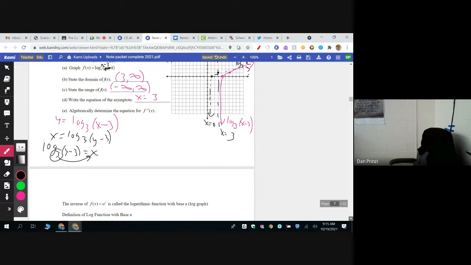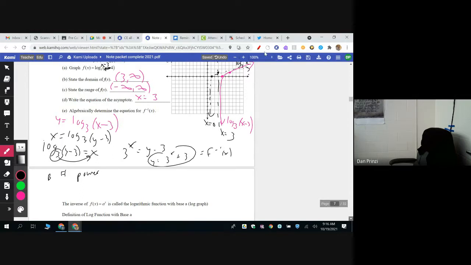You would write it in exponent form. So this is the base, this is the number, this is the power. So if I wrote this in exponent form, base, number, power, you would say 3 to the x equals y minus 3. Does that make sense? We're going to work on this more after today, so don't worry about it. But look, 3 to the x equals y minus 3. And then if you add it over, you get y equals 3 to the x plus 3. That's the inverse of the log one. I just added the 3 back over to make it y equals. We'll talk more about that in a minute. Does that look at all familiar?